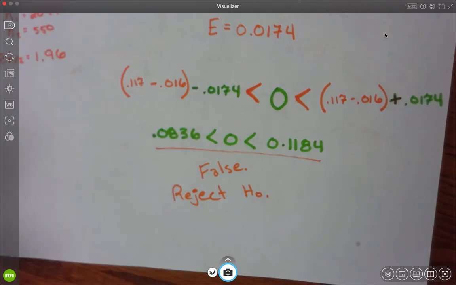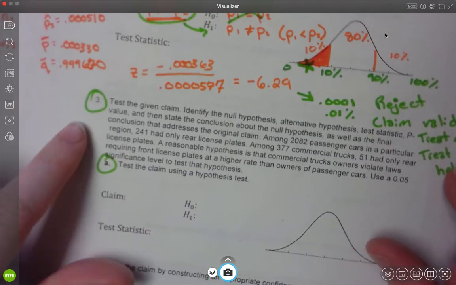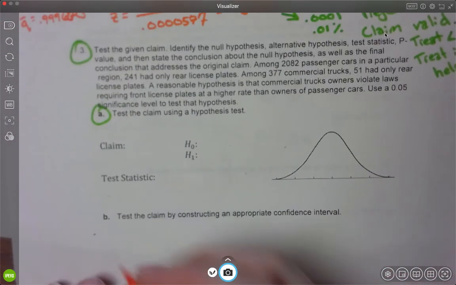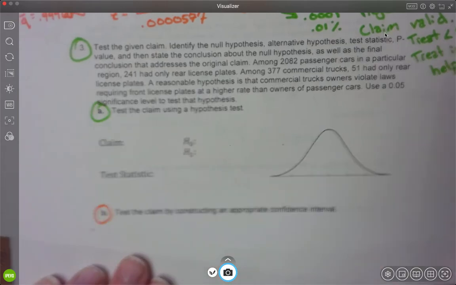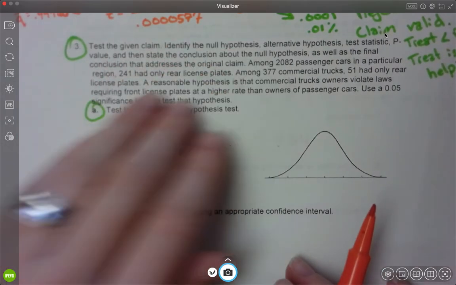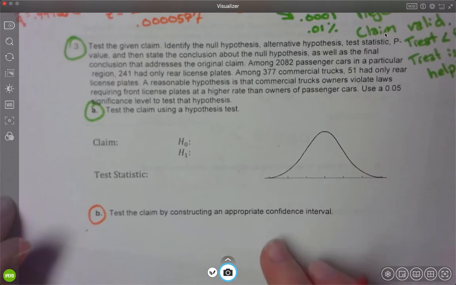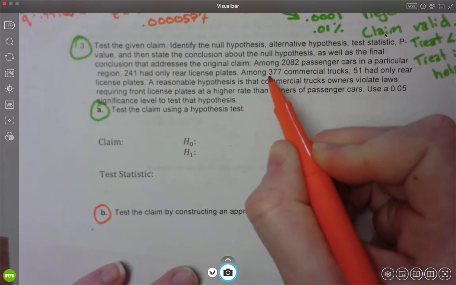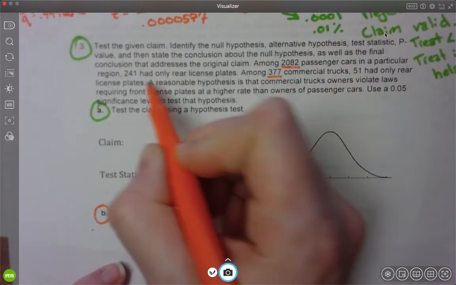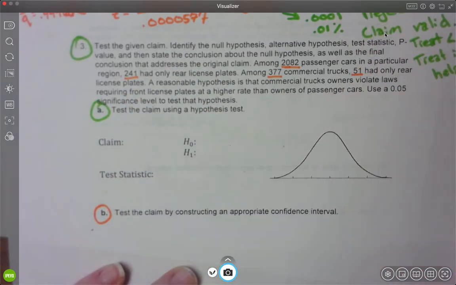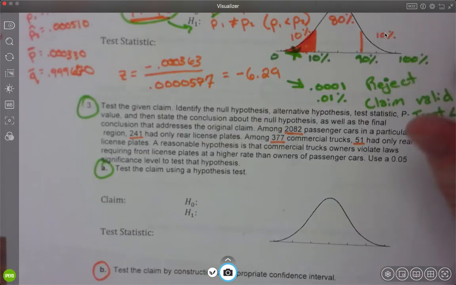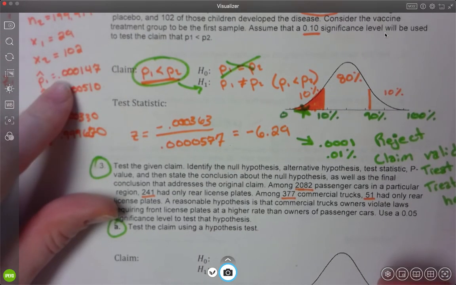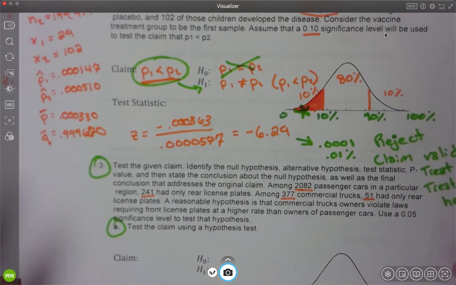What I'm going to have you do for the homework assignment is you guys did or should have done number 1 and number 3 part A. I'm going to have you do number 3 part B, which is the confidence interval for this guy. So if you have everything all written out, you should be able to do the confidence interval using those numbers. And these numbers are fairly small, so 377 and 2082 and 241 and 51. Those aren't terribly large numbers, so you won't get the super ugly decimals like what we got up here. So you should get some decent decimals to deal with when you're writing your equations out.